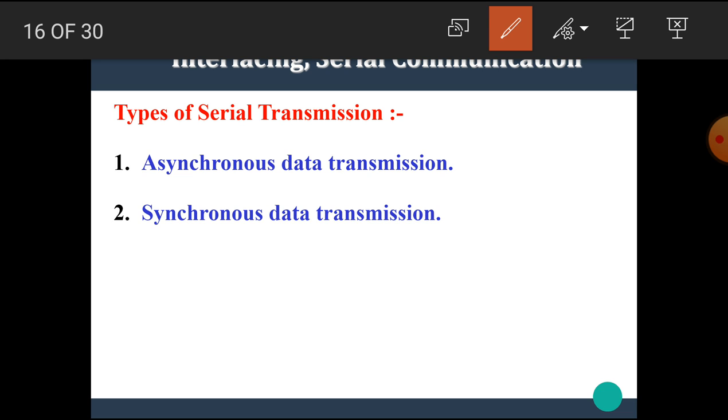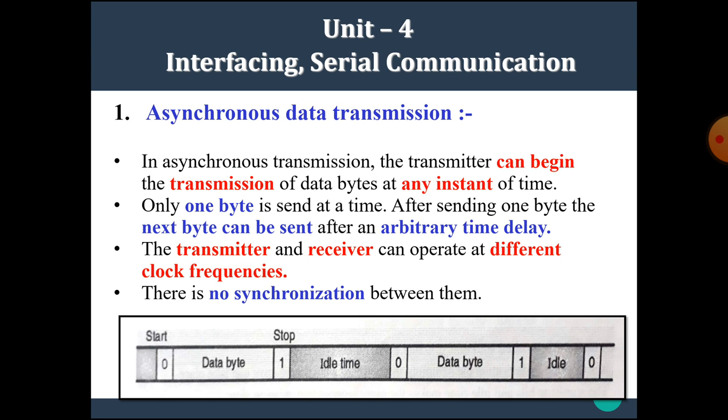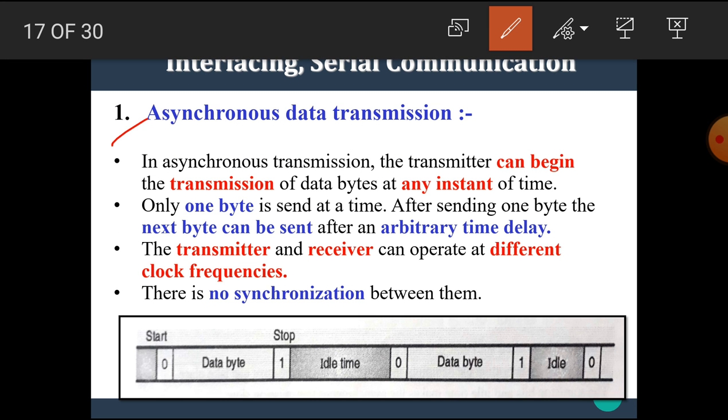There are mainly two types of serial data transmission: asynchronous data transmission and synchronous data transmission. Let's see what is meant by asynchronous data transmission. In asynchronous transmission, the transmitter can begin the transmission of the data bytes at any instant of time. That means if the data is ready at the transmitter, then the transmitter can transmit it at any time.